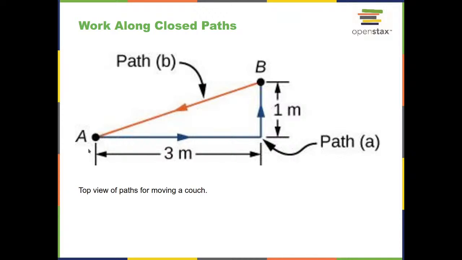So this person has moved the couch in a closed trajectory from A through this point in the corner here to B and back to A. What is going to be the work done by friction on this trajectory? You know, in words, we don't have enough numbers here to calculate it. But what will the force due to friction in particular, will it be 0?